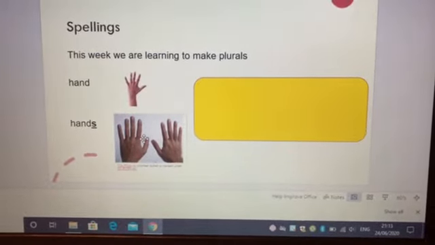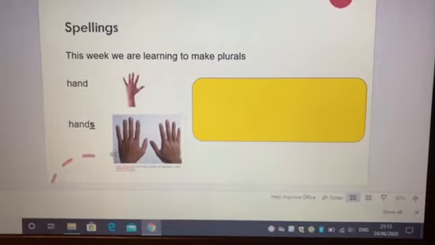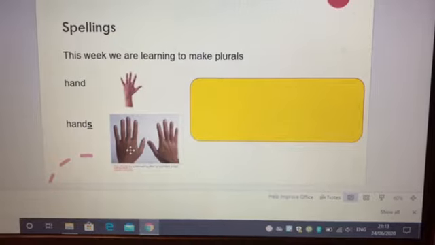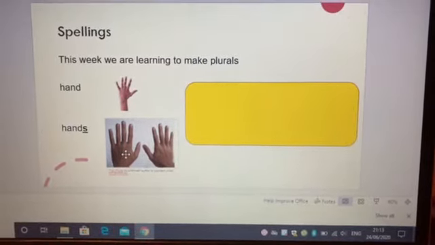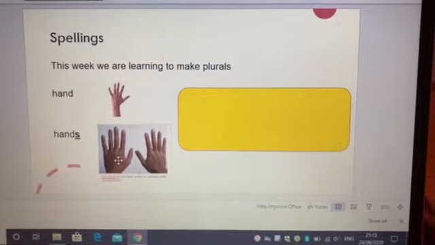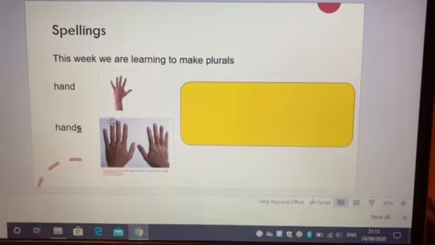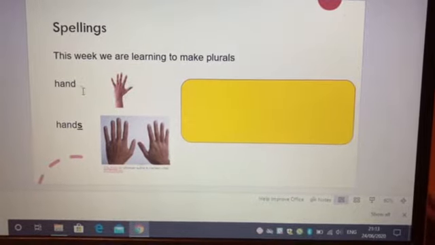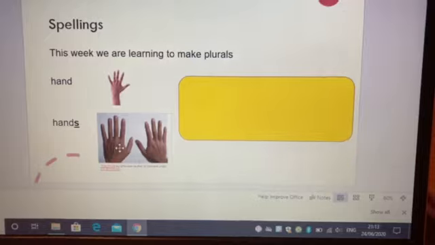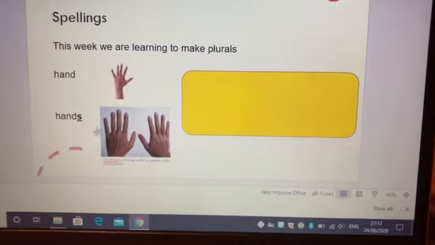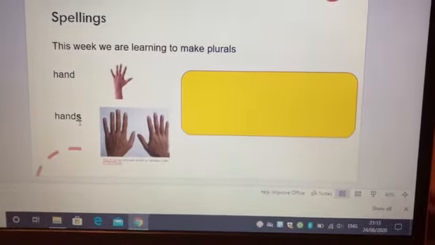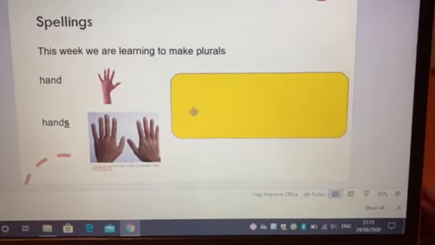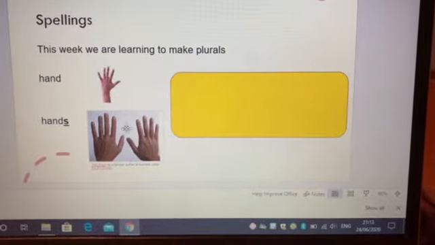Can you decide, looking at the word hand and hands, what did we add to show that there is more than one of something, more than one of the hands? Have a think. Okay, did you spot it? So when we have one hand, it ends with a D. And when we have more than one, we have two hands or more, then we end it with an S. So we've just added that sneaky S on the end, and that shows us that we have more than one of something. Now that is the most common way of making a plural.